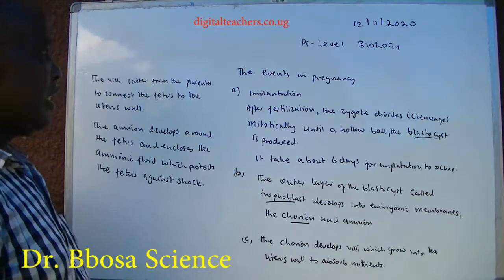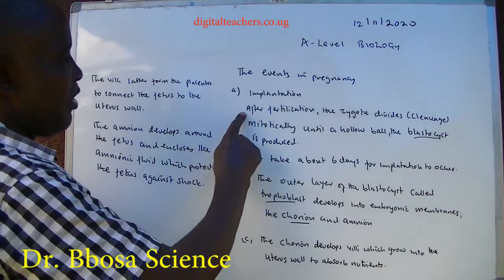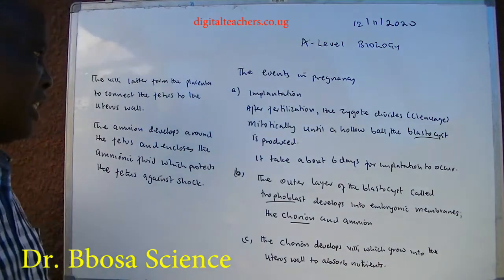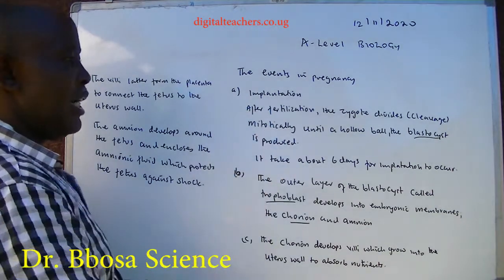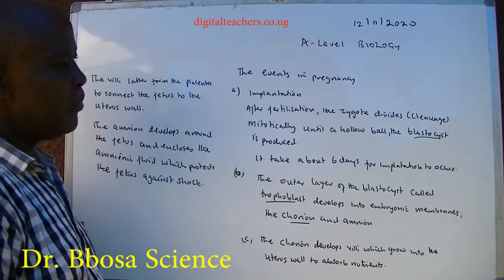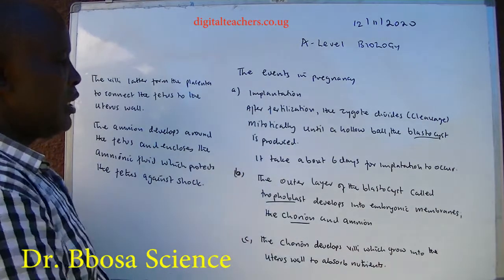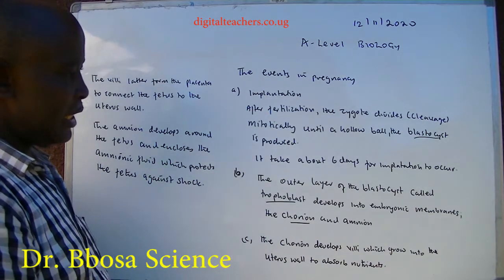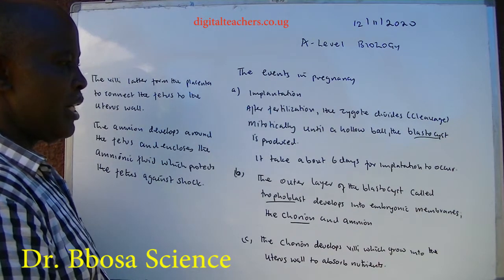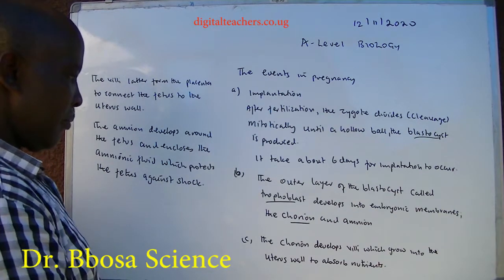The events in pregnancy. After fertilization, the zygote divides mitotically until a hollow ball, the blastocyst, is produced. It takes about 6 days for implantation to occur.